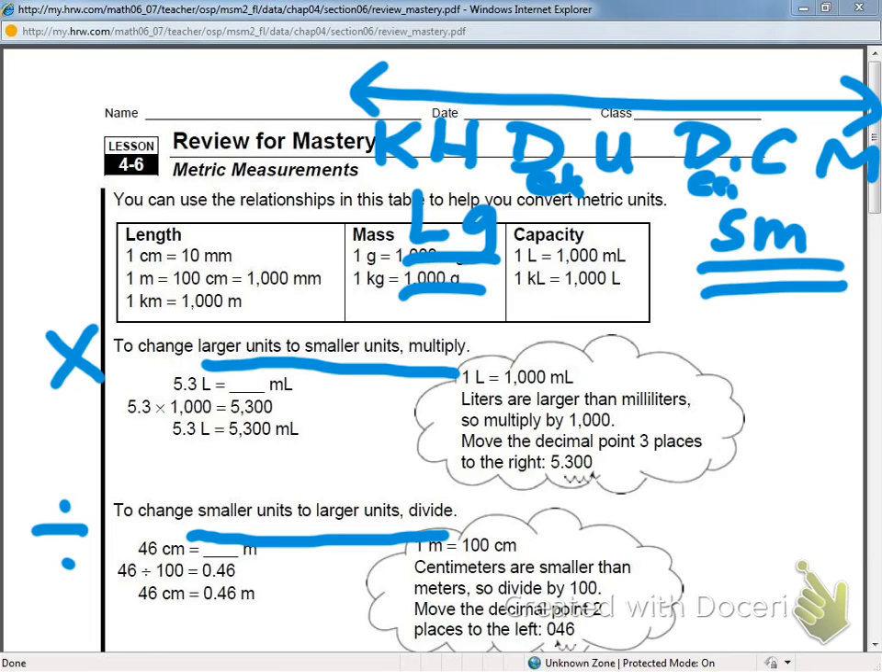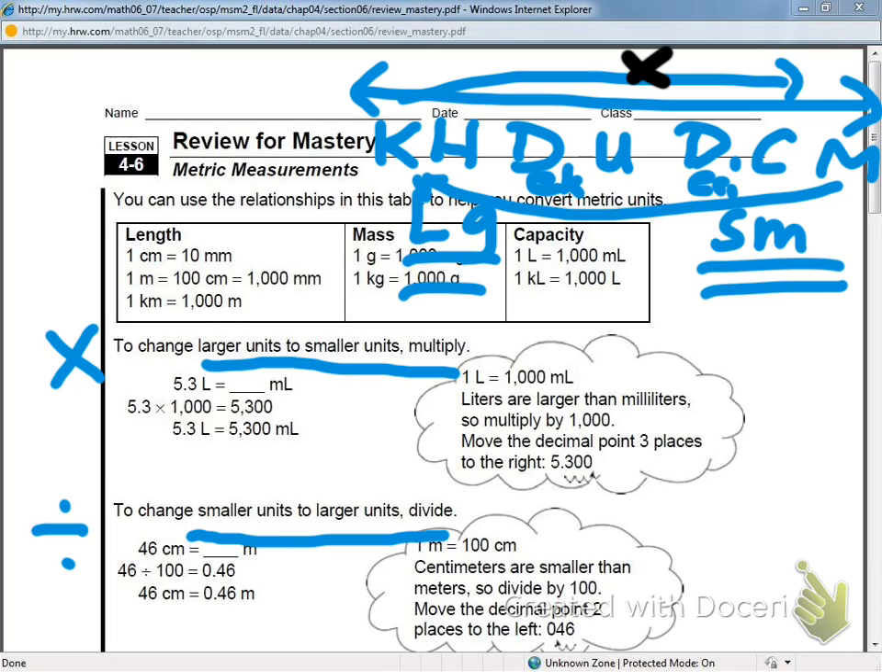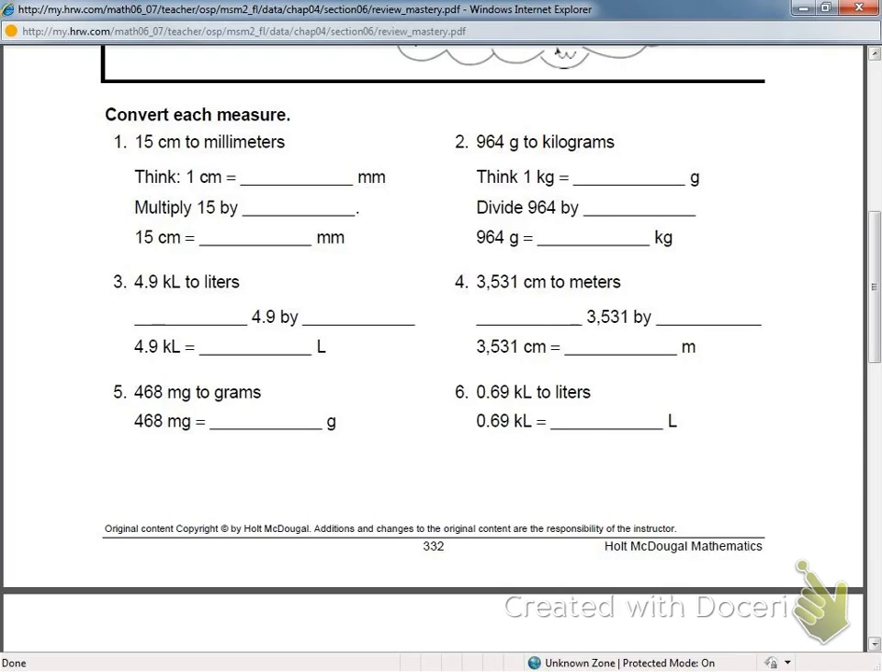And there's a little chant that I sing with it. Kelly hit Dan until Dan couldn't move. That helps me remember the letters at the beginning of the metric measurements. So whenever I'm moving, if I'm moving to smaller, I am multiplying. And whenever I'm moving to larger, I am dividing. So I keep this number line at all times in my view so that I know which way I'm moving on my number line.